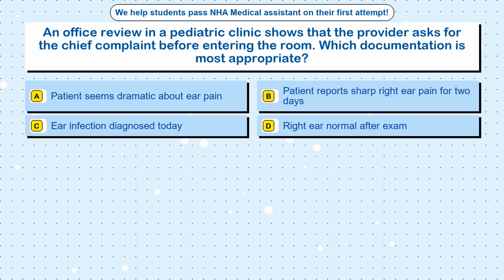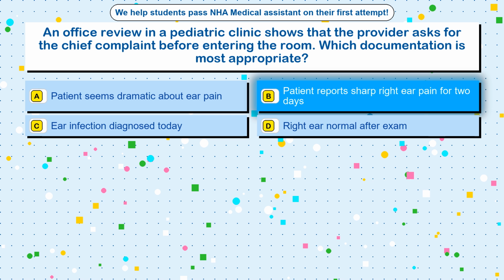Question 18. An office review in a pediatric clinic shows that the provider asks for the chief complaint before entering the room. Which documentation is most appropriate? Option A. Patient seems dramatic about ear pain. Option B. Patient reports sharp right ear pain for 2 days. Option C. Ear infection diagnosed today. Option D. Right ear normal after exam. The correct answer is option B.